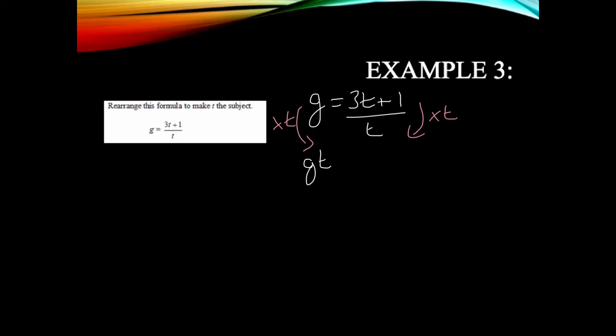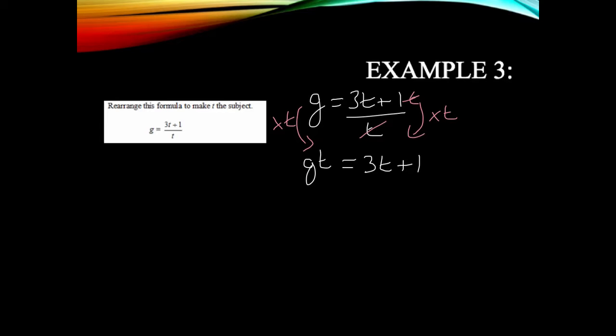So I've got gt on this side, and I've times everything on the right hand side by t, which means I've now just got 3t plus 1. In effect, what's happened is this over t here, if I had a t at the top, I'll just write it in and I'll delete it in a second. If I had a t at the top, it kind of cancels those things out. Okay, so I've now got gt equals 3t plus 1.